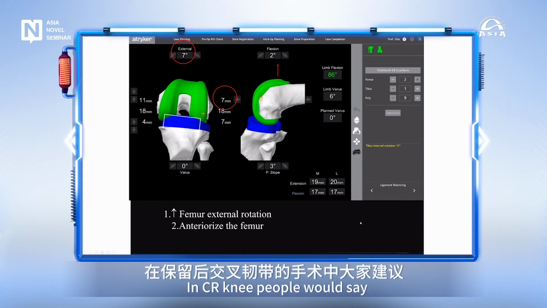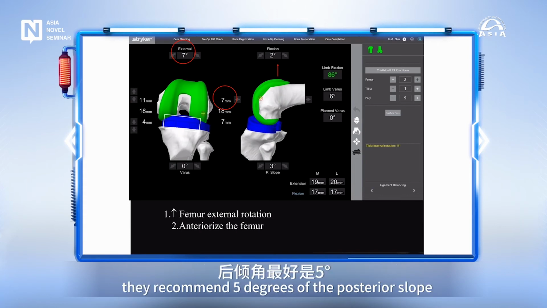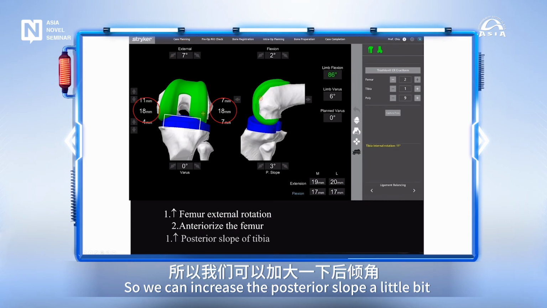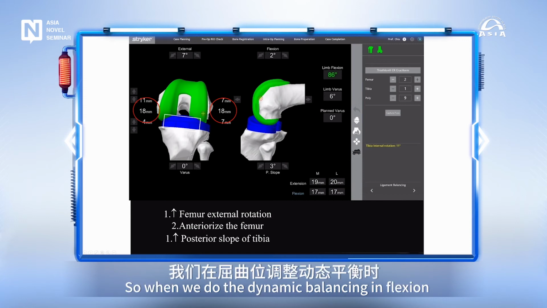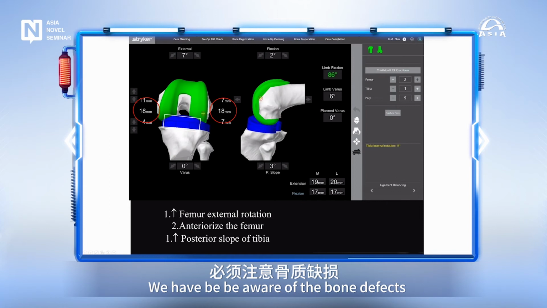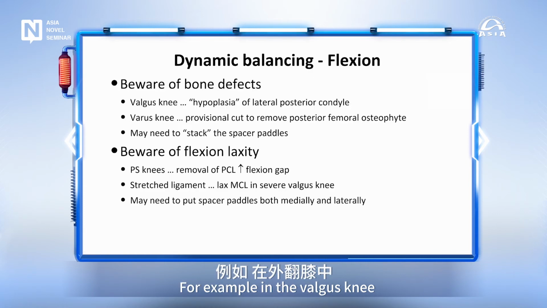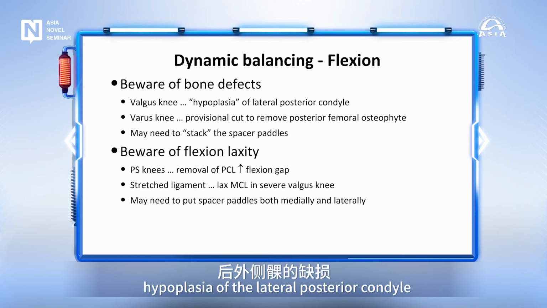In CR knee, people would say they recommend 5 degrees of posterior slope. So we can increase the posterior slope a little bit to widen up the flexion gap. So when we do the dynamic balancing in flexion, we have to be aware of the bone defects. For example, in the valgus knee, we have to pay attention to the hypoplasia of the lateral posterior condyle.